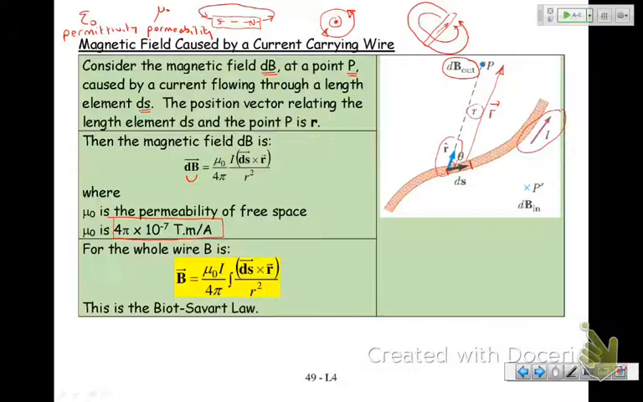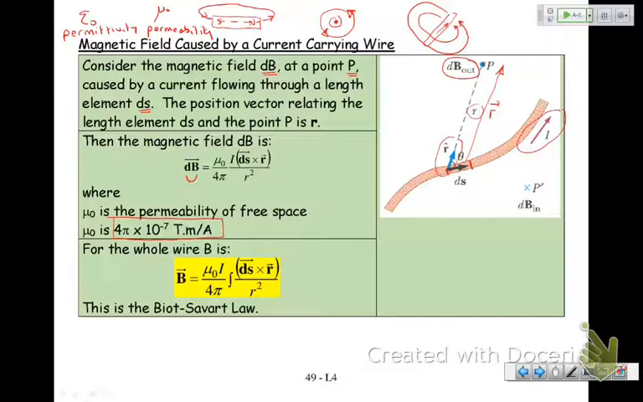Okay, let's do the integral. We've got to just do the integral. Let's take out the common terms. I is constant for this piece of wire. Every little element has the same amount of current going through it. Mu naught's constant, 4 pi's constant. So take those out of the integral.